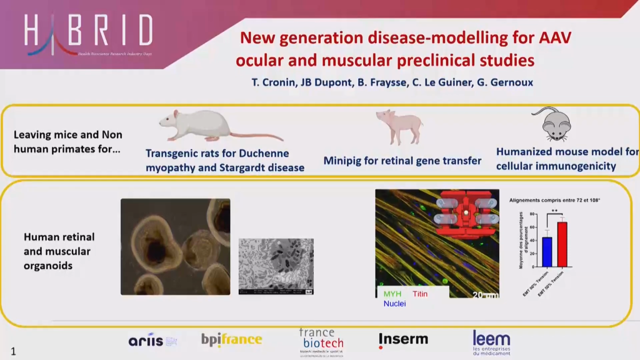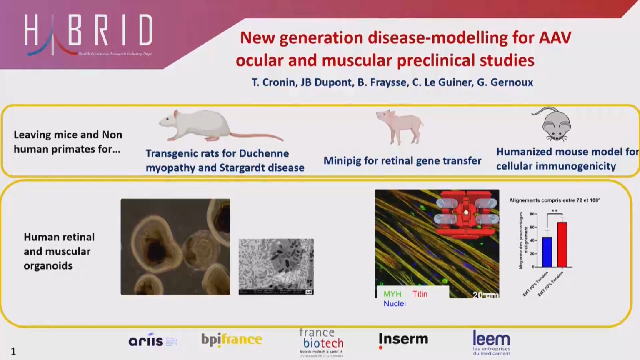Another possibility, for instance, is to move from large non-human primate models to the pig and the mini pig. And the mini pig looks very promising for the evaluation of ocular gene therapy products, because it has a retina that is not so far, let's say, from the human retina.